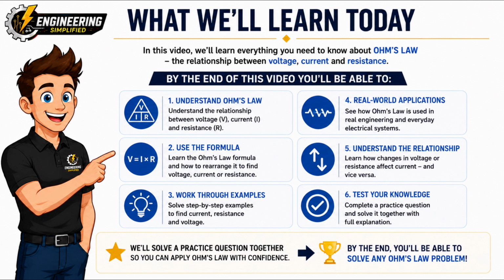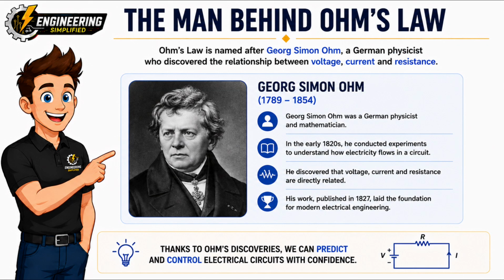We'll learn the relationship between voltage, current, and resistance, how to use the Ohm's law triangle, and how to rearrange the formula depending on what we need to calculate. We'll then work through examples of calculating voltage, current, and resistance. After that, you'll get 3 viewer tests to try for yourself before we work through each answer together. But before we start calculating, let's look at the man behind Ohm's law.